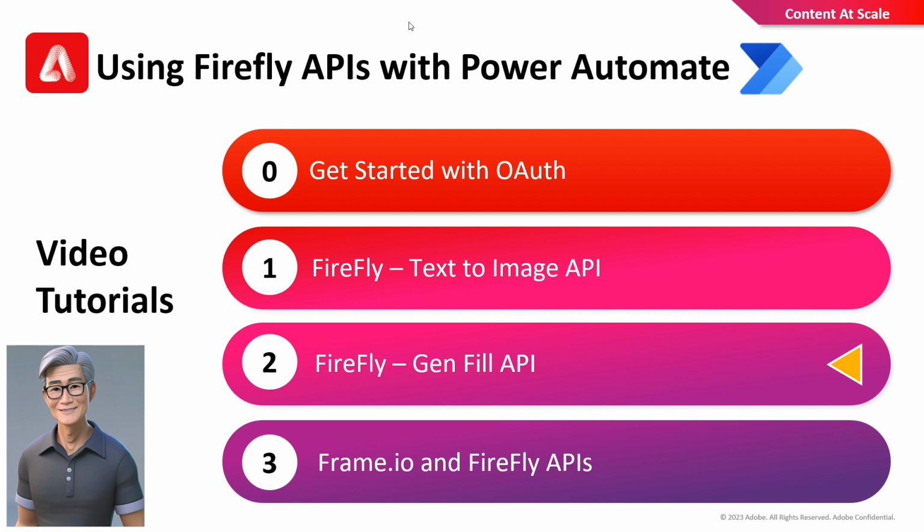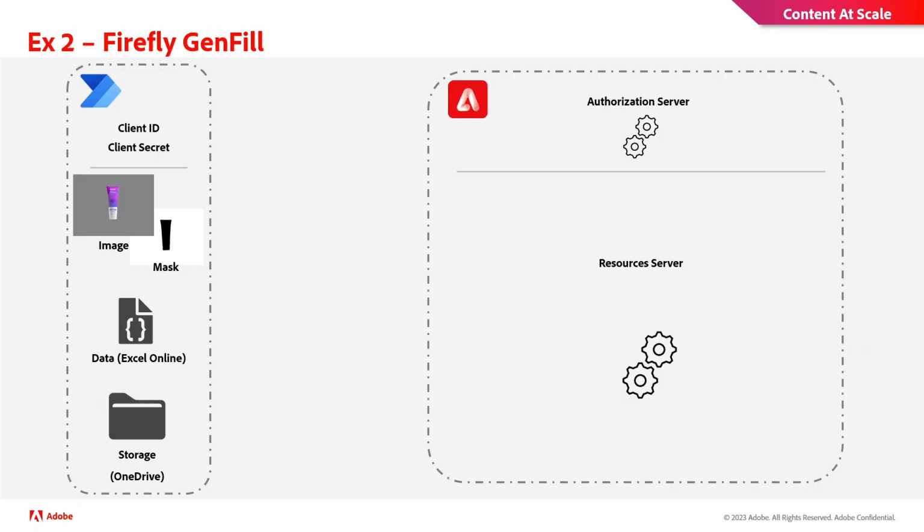Welcome back. Today we are going to continue our journey on using Firefly APIs for automation. In the last video, we showed you how we could use the Firefly text to image API to generate images based on a text prompt. And today we are going to try out a different API. This time it is the Fill API, or GenFill API, as I like to call it.